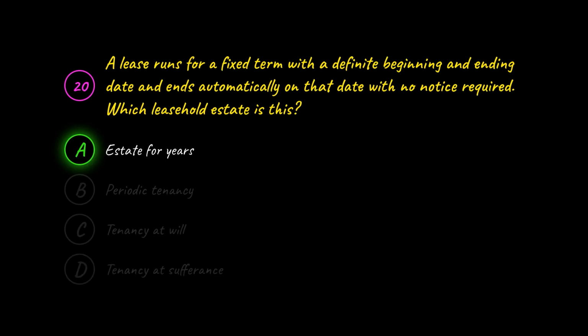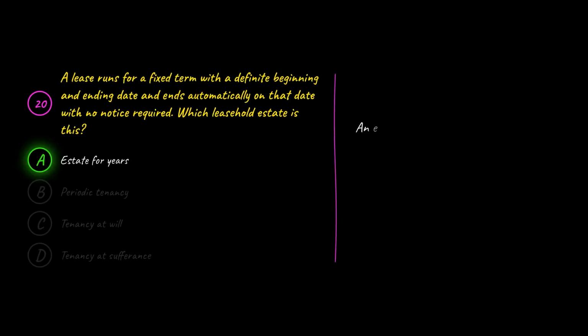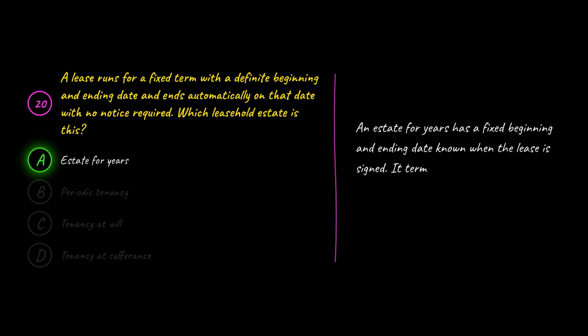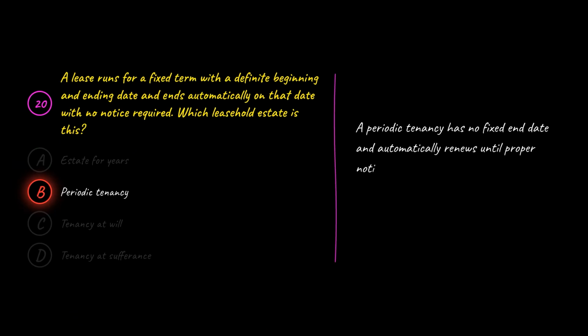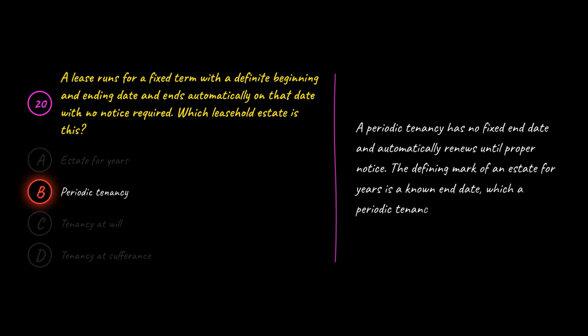The correct answer is A. Estate for years. A is correct because an estate for years has a fixed beginning and ending date known when the lease is signed. It terminates automatically on the stated end date and no notice is required to end it. B is wrong because a periodic tenancy has no fixed end date and automatically renews until proper notice. The defining mark of an estate for years is a known end date, which a periodic tenancy lacks.